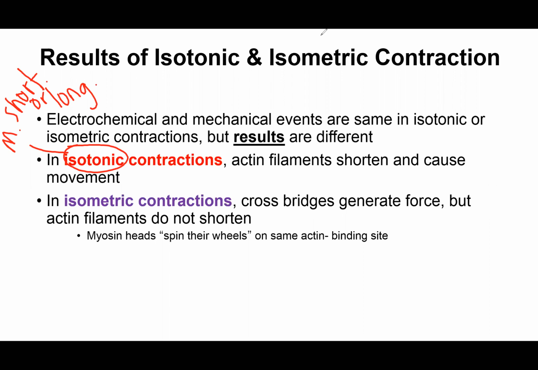In isotonic contractions, the actin filaments shorten and cause the movements. However, in isometric, this one's same length, like pushing up against a wall. The cross bridges are generating force, but the actin filaments do not shorten. So the myosin heads are spinning their wheels on the same actin binding site. Okay?